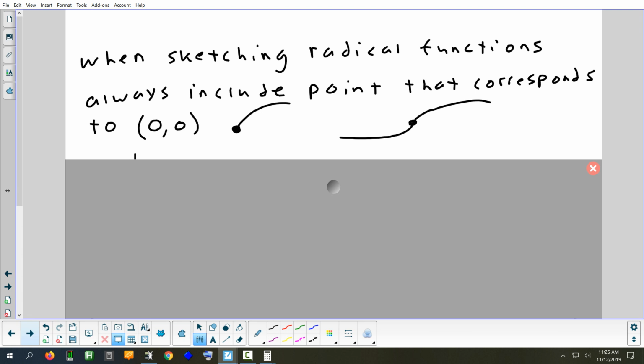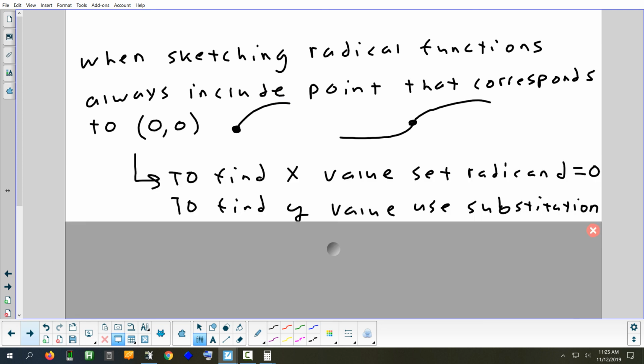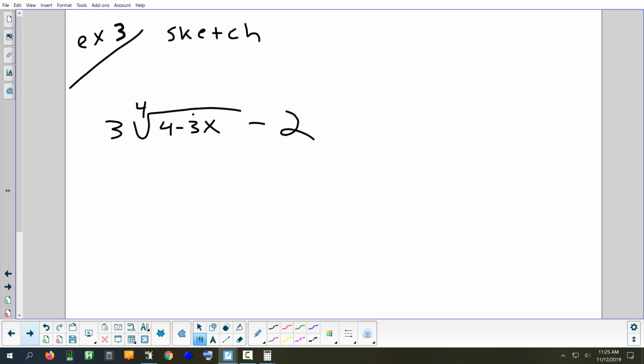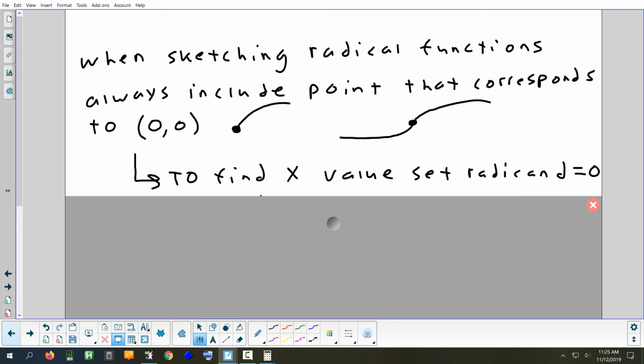So, when you transform a function, shift it, stretch it, whatever you do, you're going to have to find a new x and a new y value for the starting point, or the center point. Depends what you're doing. To find the x value, take the radicand, which in a problem like this would be what I just circled. Take that radicand and set it equal to 0. Solve it. That will tell you the x value of the point.